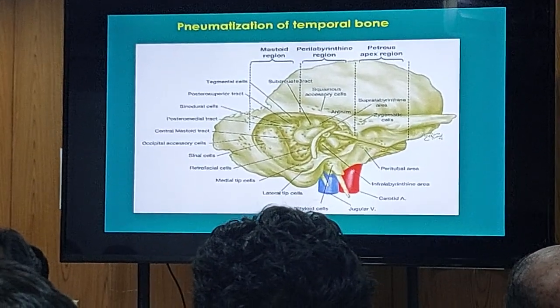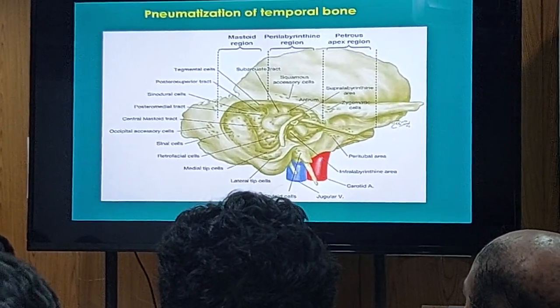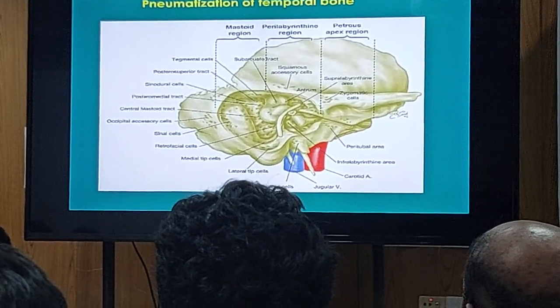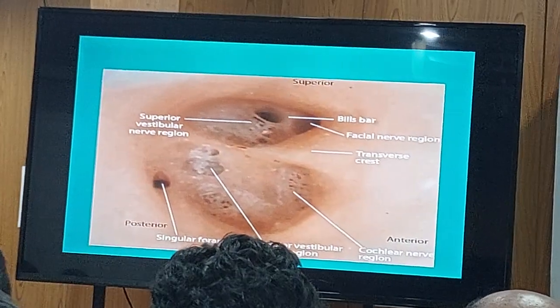Our target of the dissection is to dissect the cells, keeping all the vital structures preserved, whether they are bones, vessels or nerves. So this is just for impressions.